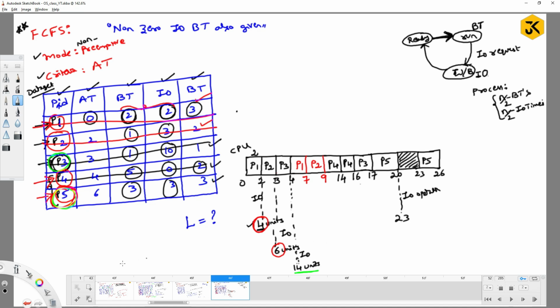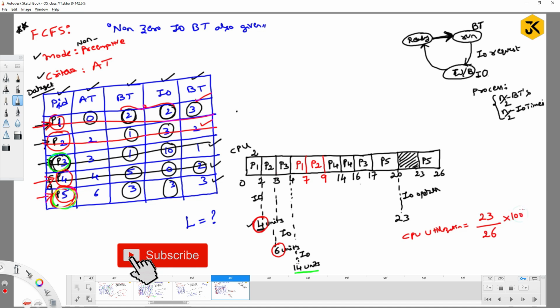Now can you calculate the efficiency, the CPU efficiency or CPU utilization? We can say CPU utilization, that is, 26 units are allocated for the CPU usage. Out of these 26 units, how much of the CPU have you not utilized? 3 units, which means the remaining 23 units you have utilized, or not? 23 by 26 into 100%.